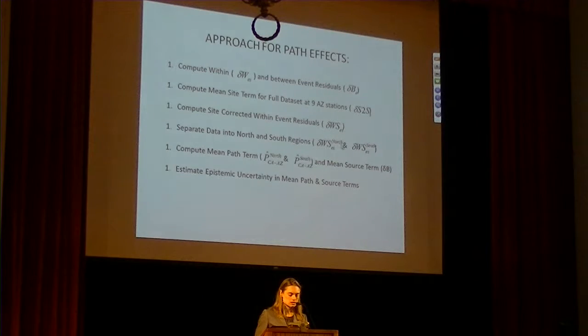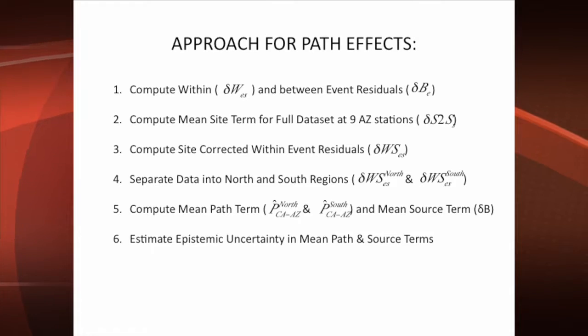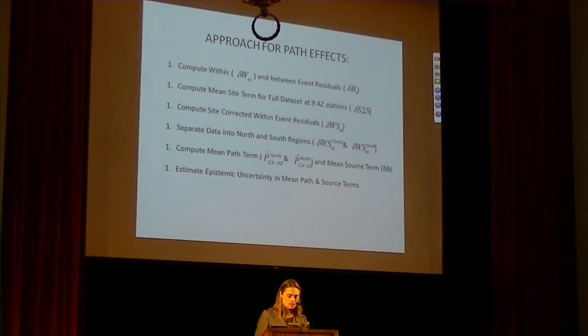Then using these, we can compute our mean path term from the northern part of California to Arizona, and then a mean path term from the southern part of California to Arizona. And we'll compute our mean source term as well, so the mean event term. And then we can estimate the epistemic uncertainty in these mean path and source terms. Okay, so that's the notation, and now I'll go through our procedure to do that.